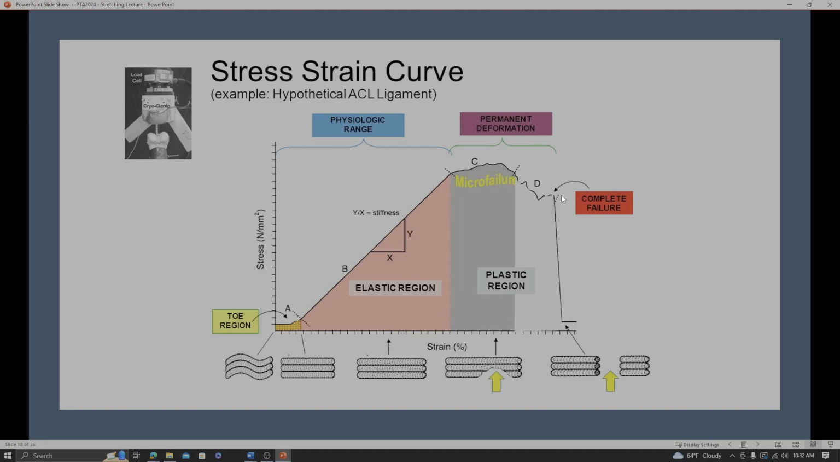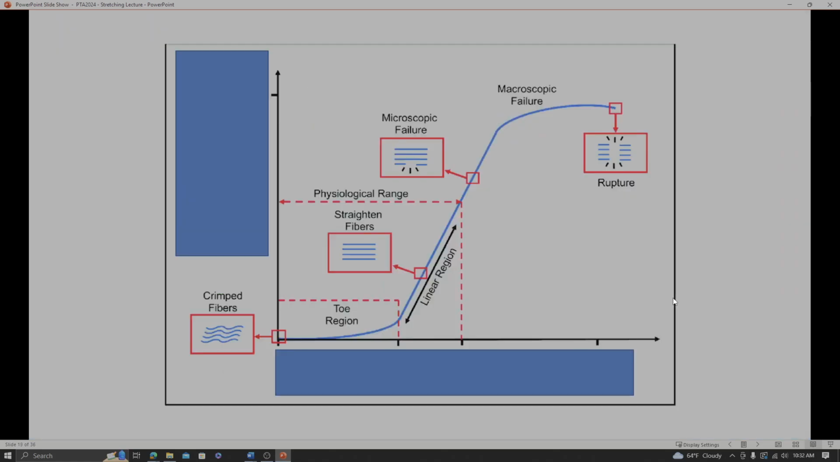And you're never going to push anything. This would be an injury, right? Complete rupture. You don't want to push things so far that you move into macro trauma or macro failure and then ultimately complete failure, which would be tearing the ACL in that example.